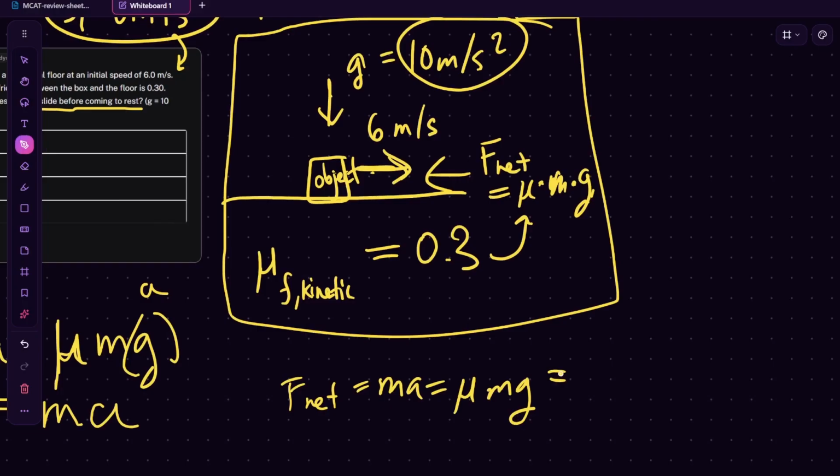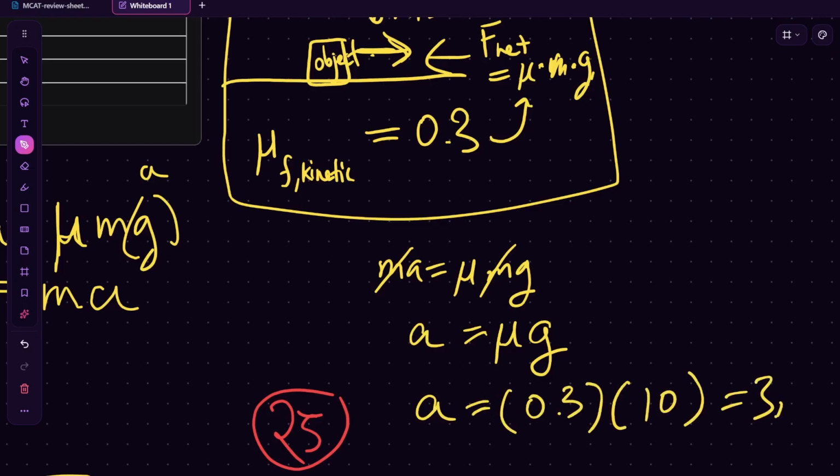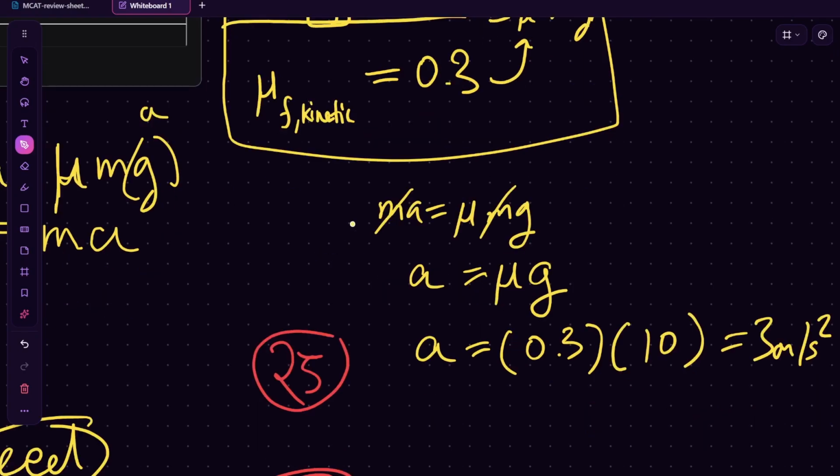And then mass cancels out on both sides. Let me just show you this. So ma here, you can just cancel this out. Acceleration is equal to the coefficient times gravity. And remember, always go back to what the question was asking you. It was asking approximately how far the box slides before it comes to rest. So a is equal to 0.3 times gravity, 10, which is equal to 3 meters per second squared. So acceleration is equal to 3 meters per second squared.